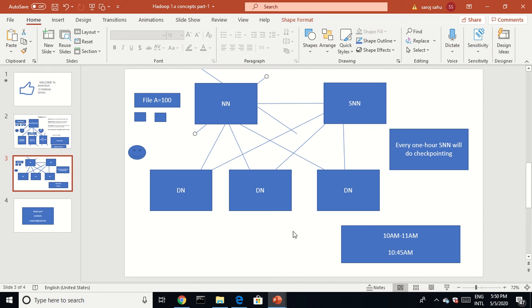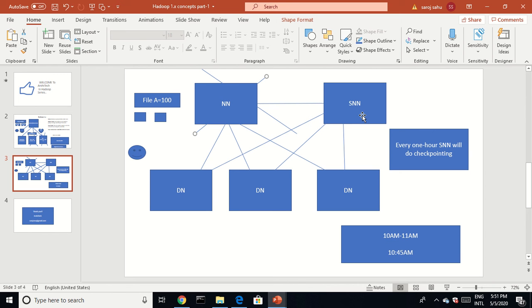In the initial days, the business could excuse 1 hour of data loss, but nowadays nobody can excuse it. All the clients need their data, and it should be up and running 24 by 7. So for that reason, the secondary name node is not a solution for Hadoop 1.x.